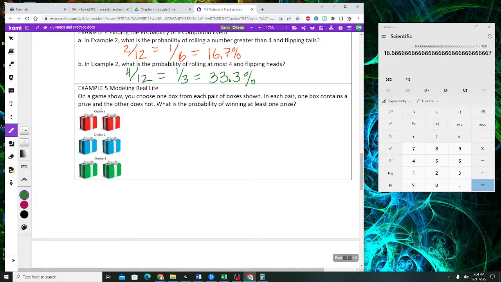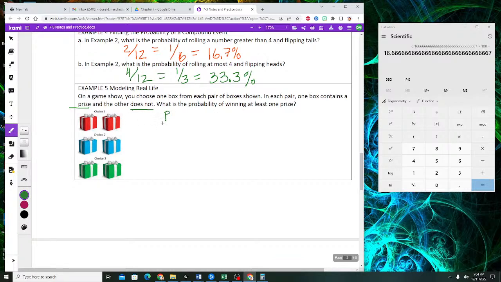Modeling real life. Last problem. On a game show, you choose 1 box from each pair of boxes shown. In each pair, 1 box contains a prize, the other does not. What's the probability of at least winning 1 prize? So there's several ways of doing this, but it might be easiest to go ahead and do a tree diagram of just what we want. So we want the probability of at least winning 1 prize.